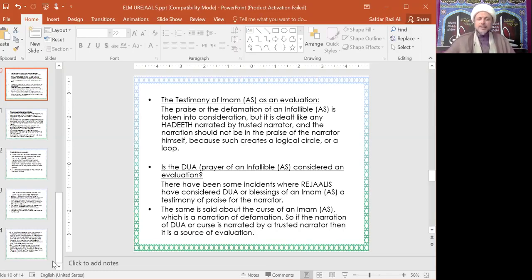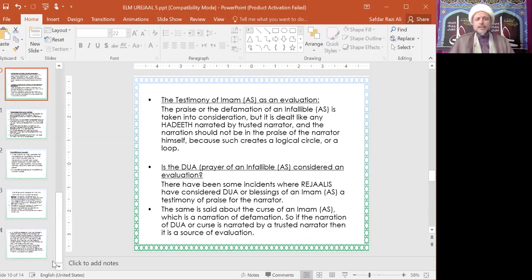If a third person narrates, like Hisham ibn al-Hakam says, I heard the Imam say Zurara is trustworthy, like when the body of Zurara was washed and the angels were washing it with the people, these kinds of things, then someone else is praising Zurara using the hadith of the Imam. If that someone is a trusted narrator and the whole chain is formed of trusted narrators, we will consider Zurara trusted based on that testimony or praise of the Imam. So it is dealt with like any hadith, unless it is going to create a logical loop.